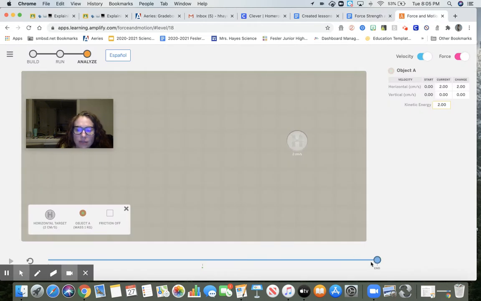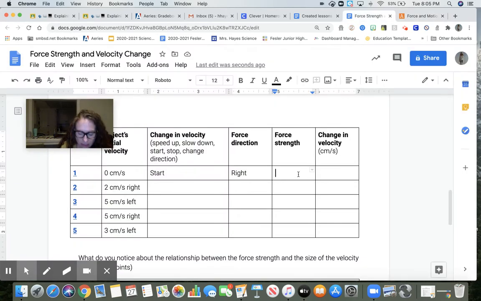So that is where our little instant replay down here comes in handy. I'm going to rewind it back. Oh, where did it go? Right there. So it is at 20. Okay, so I'm going to go to my document. The force strength was 20.